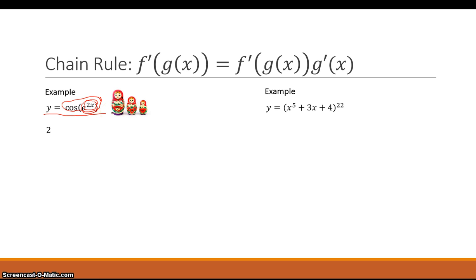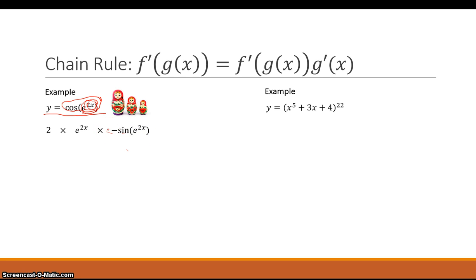So if we go through this, the first term, this inside outside works both ways. So we can start in the inside or start at the outside. Just keep track of what you're doing. So the derivative of 2x is just 2. The derivative of e to the 2x, leaving the inside alone, is just e to the 2x. And then the derivative of the outside, again leaving the inside alone, is just negative sine e to the 2x.